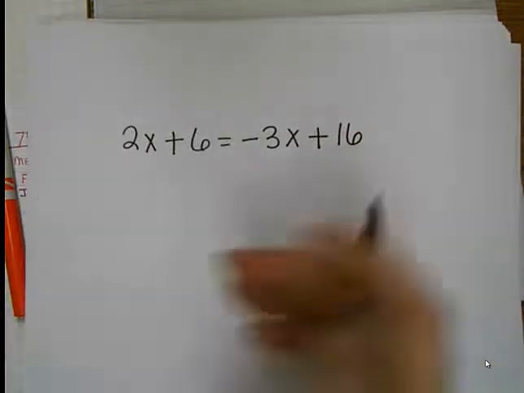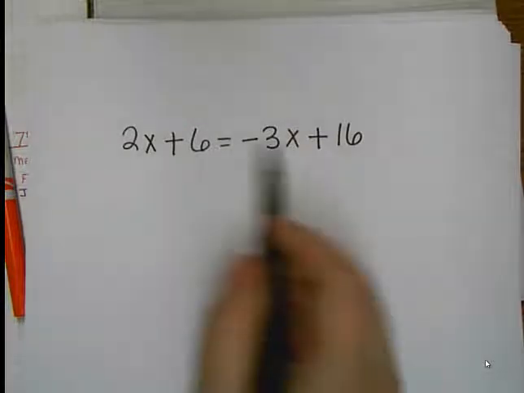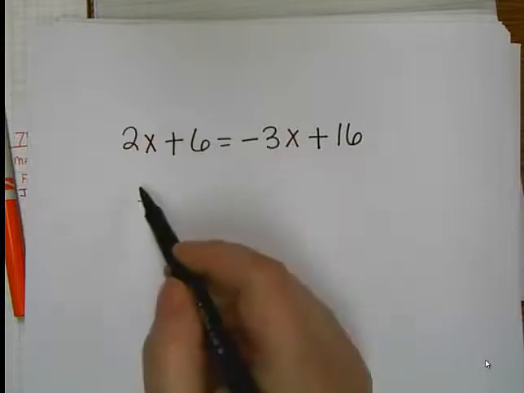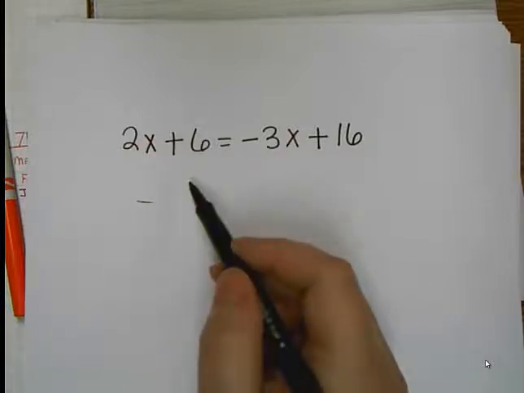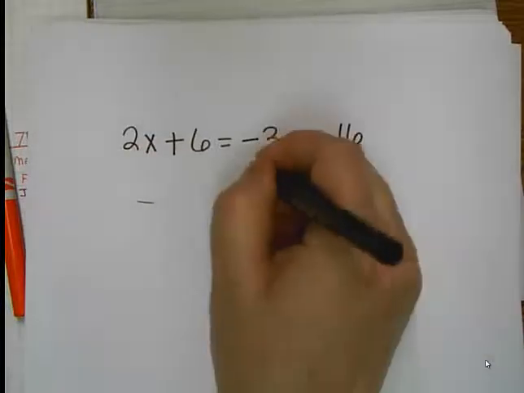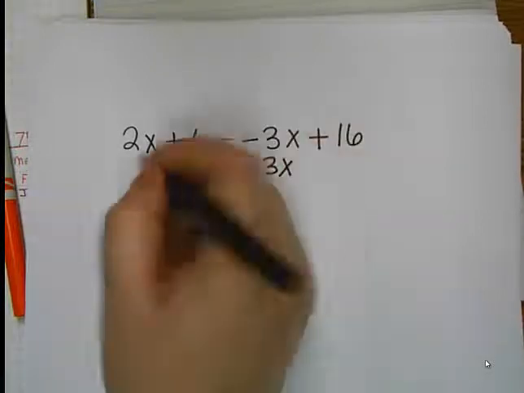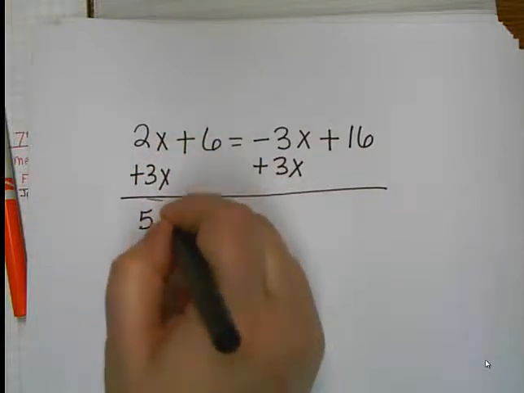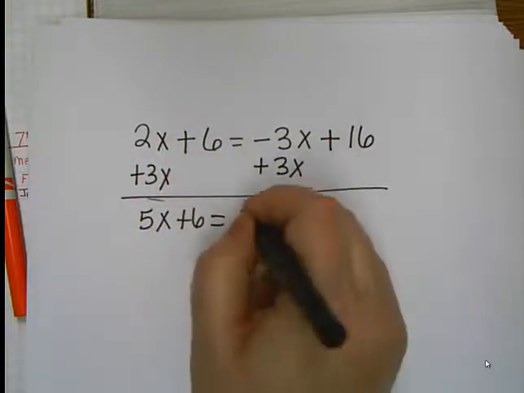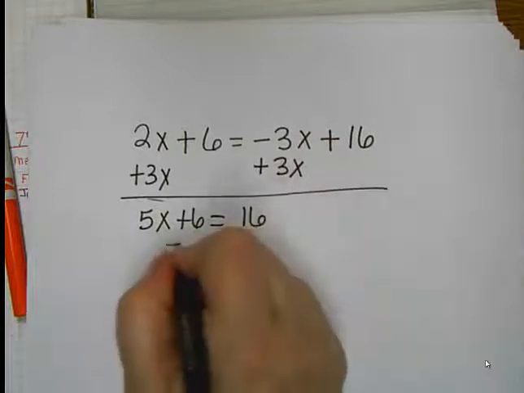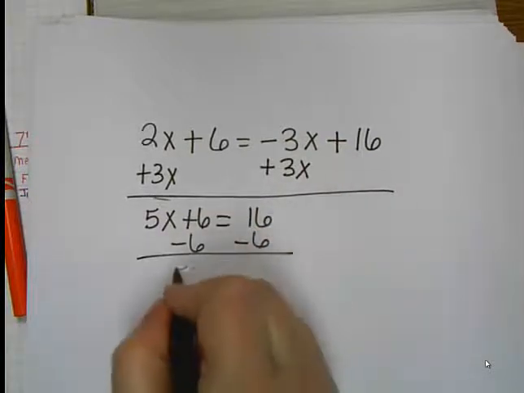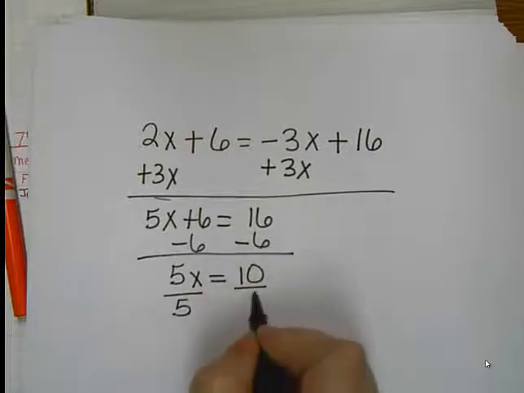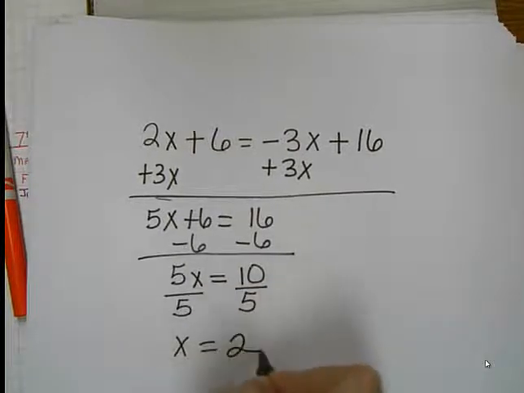Okay, so yeah, last time I subtracted 2x from both sides. I want to add 3x to both sides. Why? Because it gets rid of the negatives, and the negatives that we get rid of make things a lot easier. So on this one, it doesn't matter which side you go to. What's 2x plus 3x? 5x plus 6 equals 16. Now I subtract 6 from both sides. 5x equals 10. Divide by 5, and x equals 2.